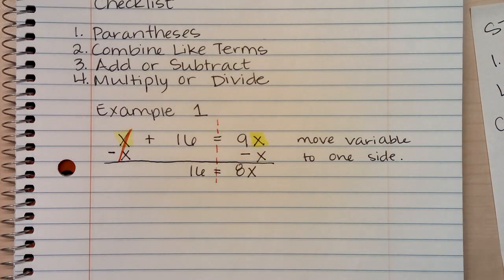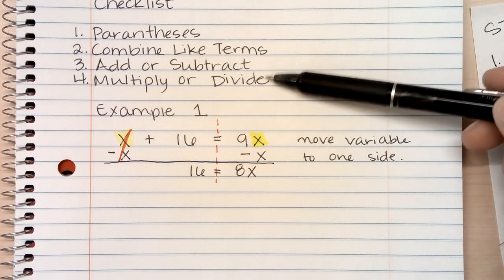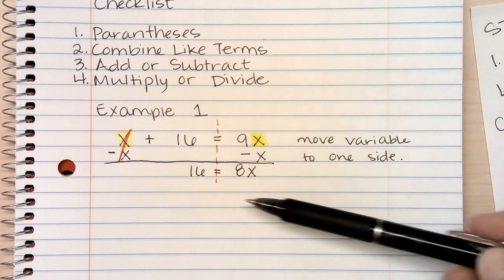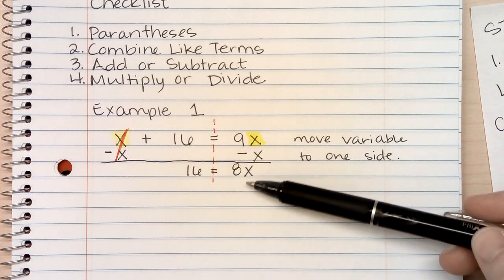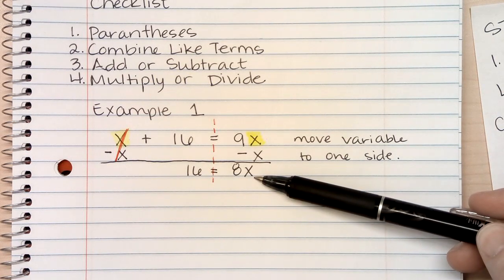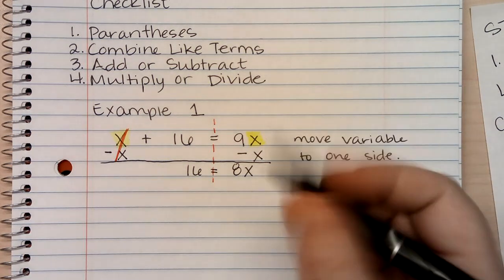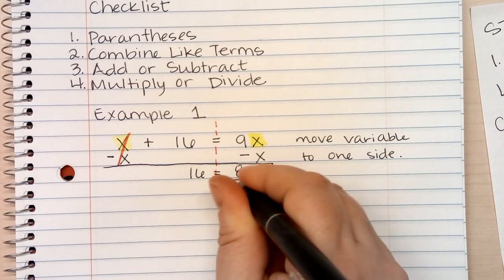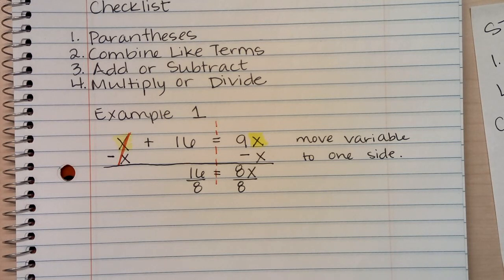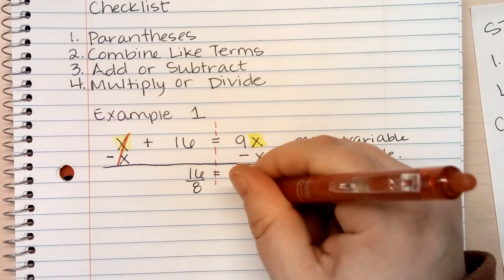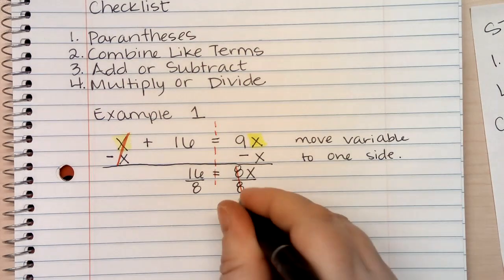All right, now go to your next step on your checklist. You need to multiply or divide. Well, if this says 8 times x equals 16, remember times, you're going to use the inverse operation. So we're going to divide each side by 8. And when we do that, it'll cancel out here. I'm going to bring down my x and my equal sign.